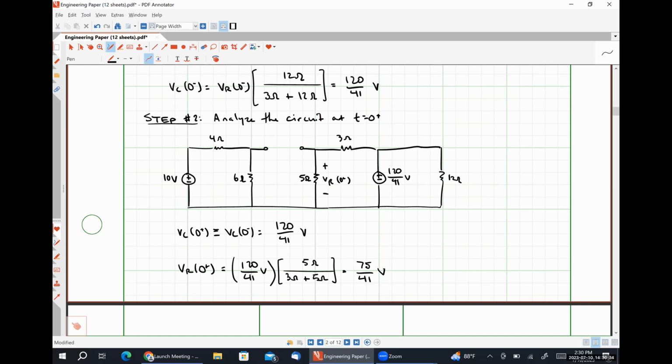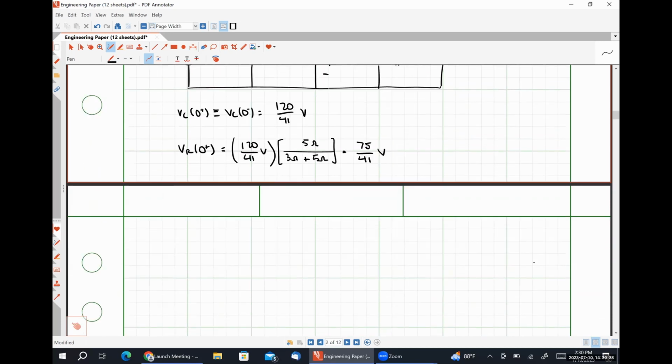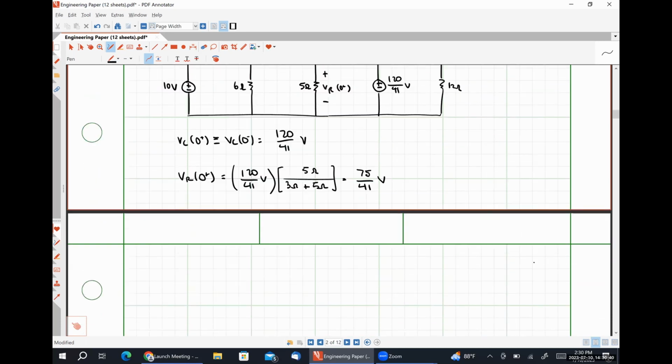Yeah. All right. So step number 3, analyze the circuit at t is equal to infinity. Again, we don't really need to do this particular step for this particular circuit, but just to get into the habit of it.